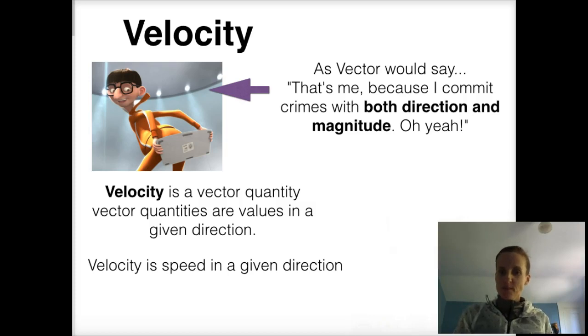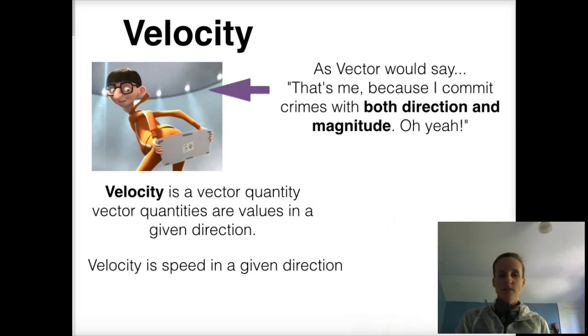So let's begin. We'll start with velocity. I'm a big Despicable Me fan. Vector, the villain on Despicable Me, has this great scene when he's meeting Gru and he's trying to explain what he's all about. He says, "My name's Vector, that's me, because I commit crimes with both direction and magnitude." I love that little science joke because it gives you a very good definition of what velocity is.